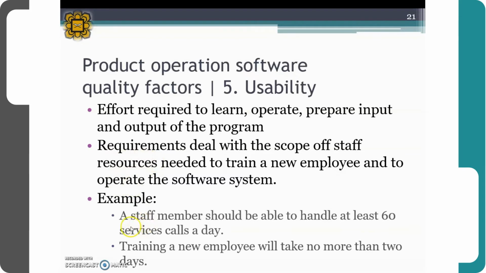For example, you can state it in a way that can be measured. A staff member should be able to handle at least 60 service calls per day. That means this is a lot, and that means it's easy to operate. Or you can say training a new employee will take no more than 2 days. That means it's not that complicated. Or you can say training is not required. For example, when you use iTalim, you were not being trained, right? So that means it's easy to learn, even if you are a new user.